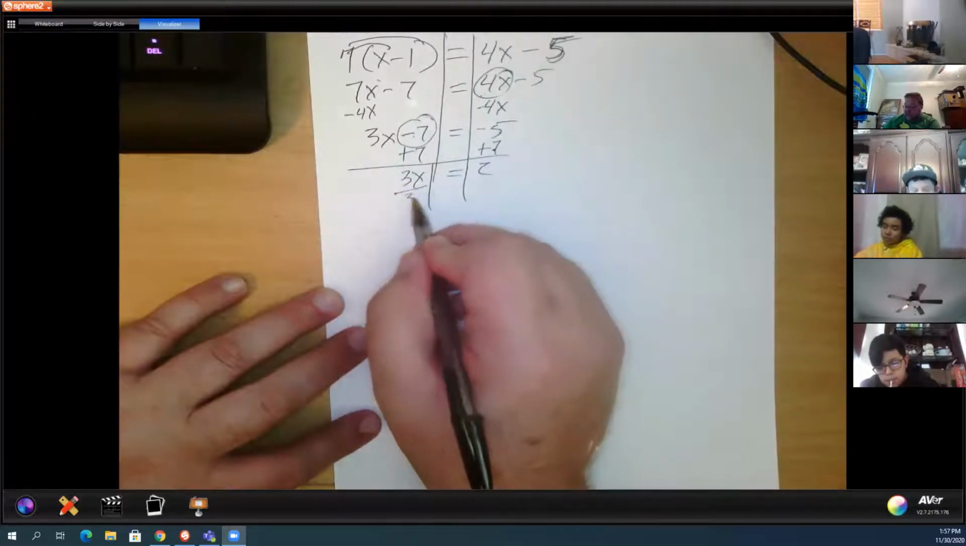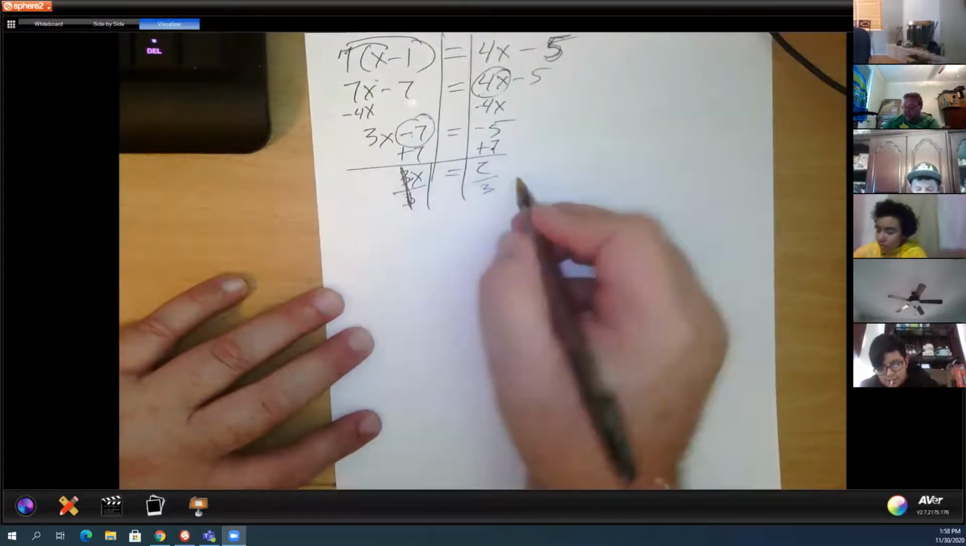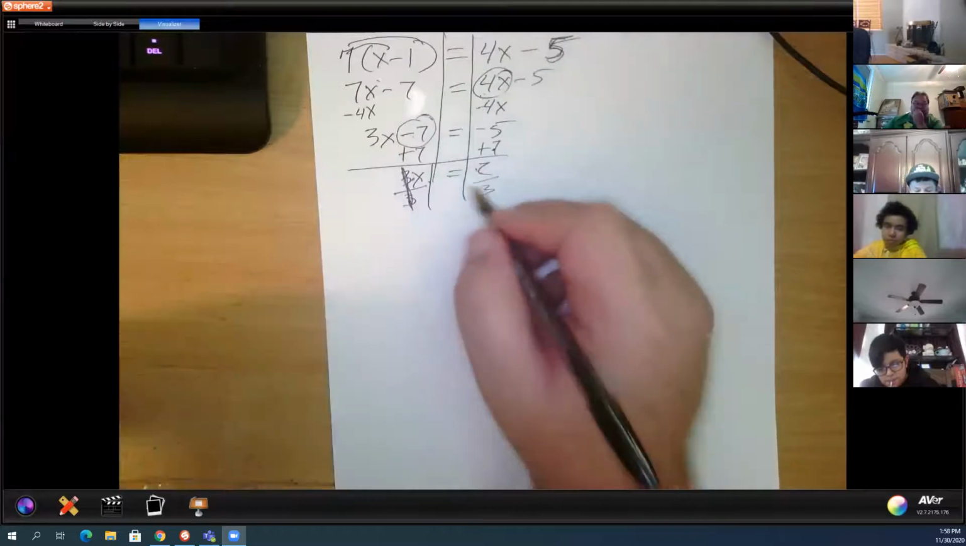Now I'm going to divide both sides by 3, because this is multiplication. I unwork it through division, and I get x equals 2/3.